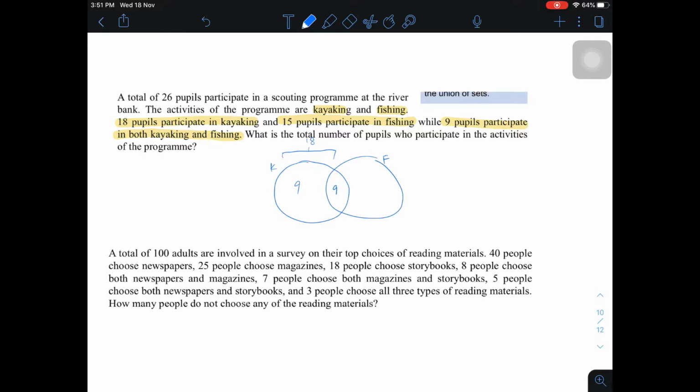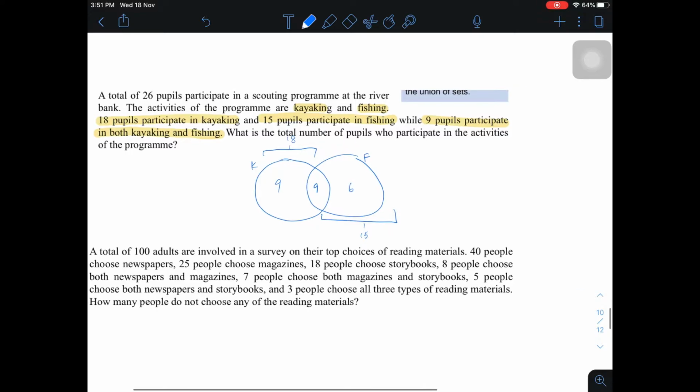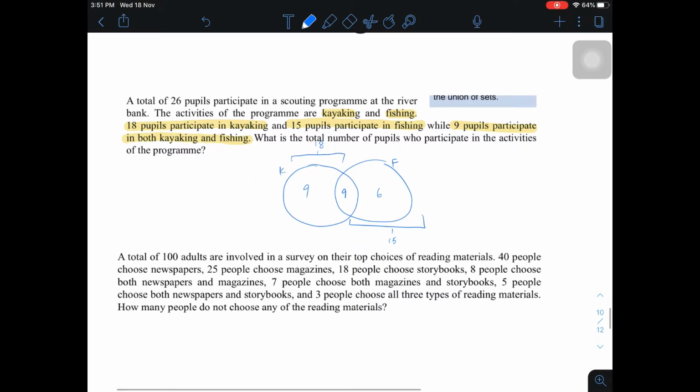And then F, which is fishing, the total number would be 15. So the people that only fished would be 15 minus 9, which is 6. So what is the total number of people who participated in the activities of the program? So we understand that the total number of people that participated in the program would be 24.